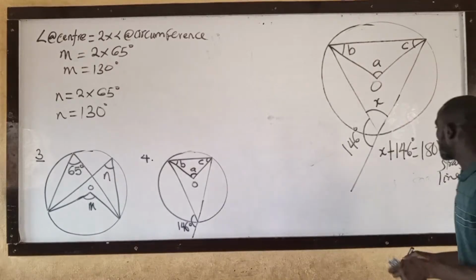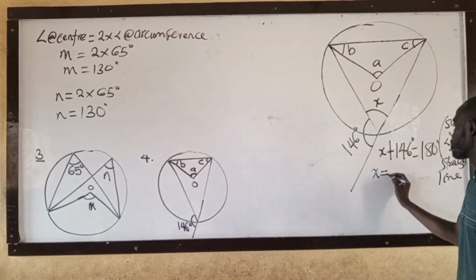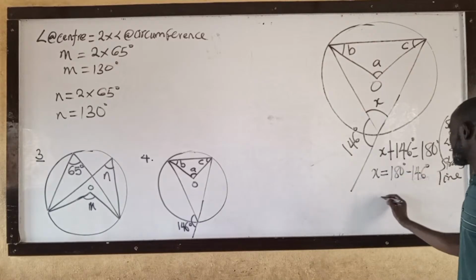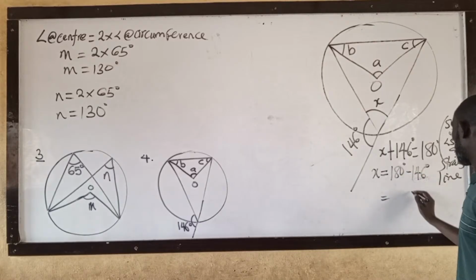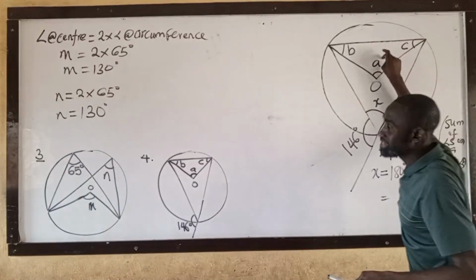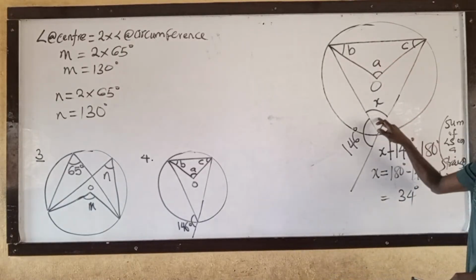Okay? So what happened here? It means our X will be equal to 180 minus 146. And that is 34 degrees. So our X is 34 degrees. A is the center. X is the circumference.